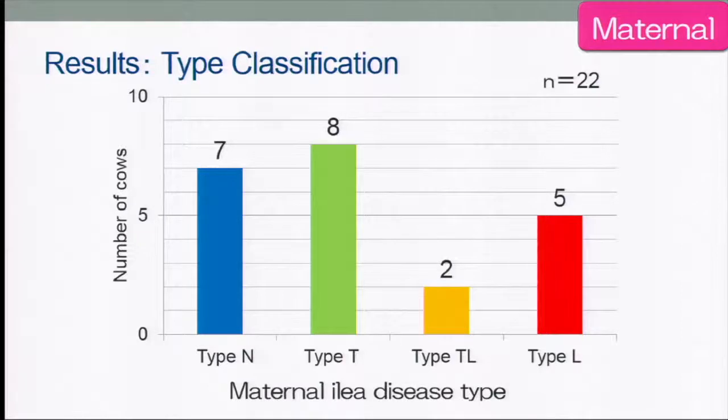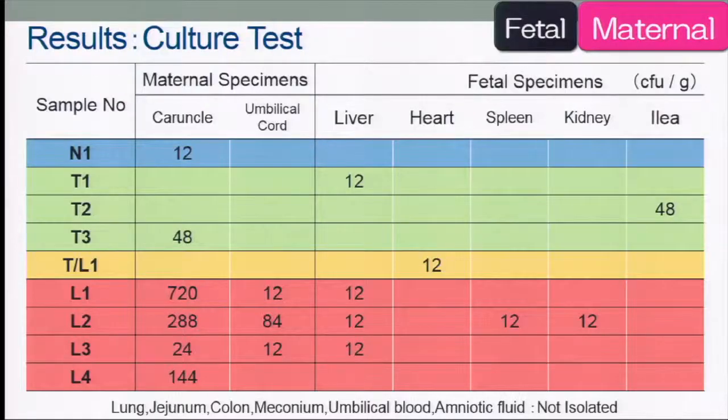The histopathological type of ileum from the 22 pregnant cows was classified. 7 were N-type, 8 were T-type, 2 were TL-type, and 5 were L-type. These results are from the culture test. The number indicates CFU isolated from each specimen.